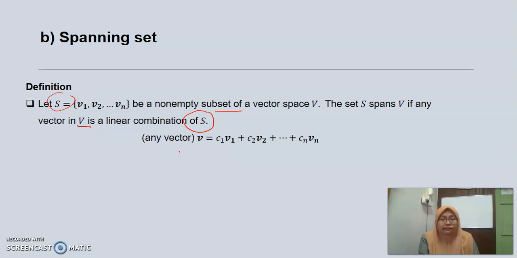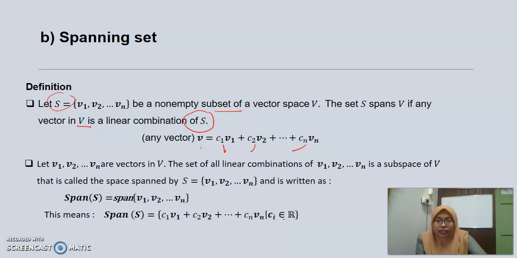So that means any vector in V, we can write it in this form as a linear combination of vectors in S. So b, any vector, equals C1 V1 plus C2 V2 plus up until Cn multiplied with Vn, provided that the C values here can be any constant.